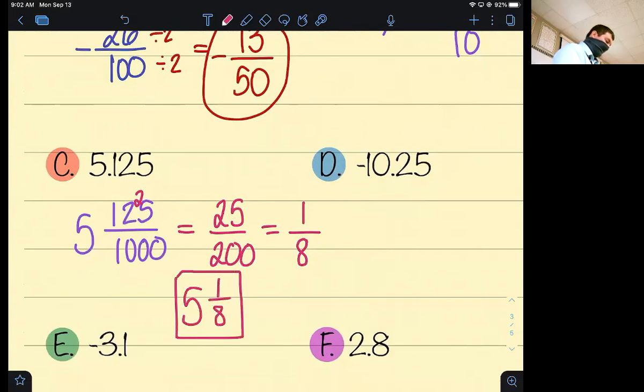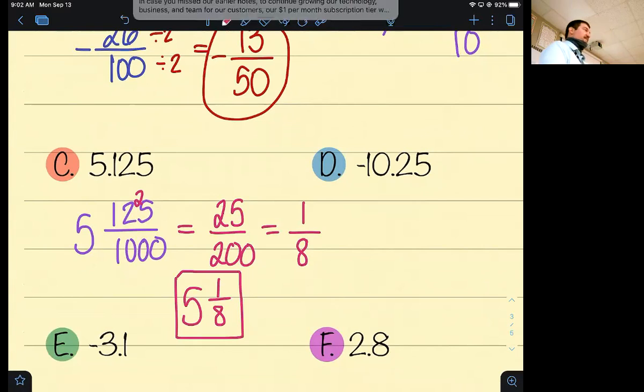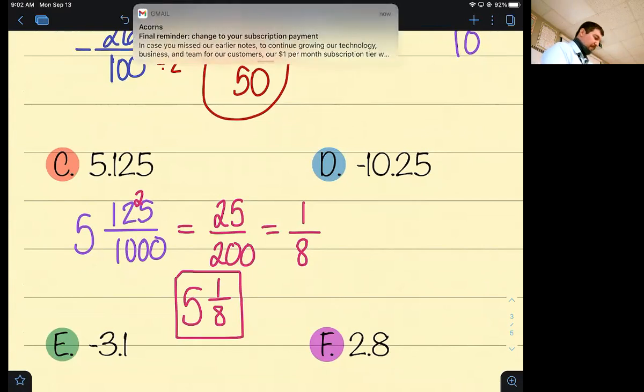And if you guys got to the point where you were able to memorize your 8s from last year, you would have known that 1/8 is 0.125 and vice versa. If you didn't memorize your 8s last year, we have to do some reducing, obviously. Okay.